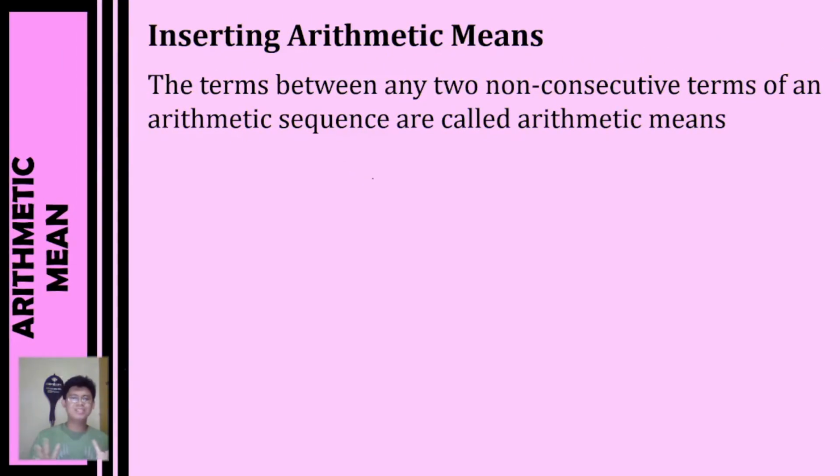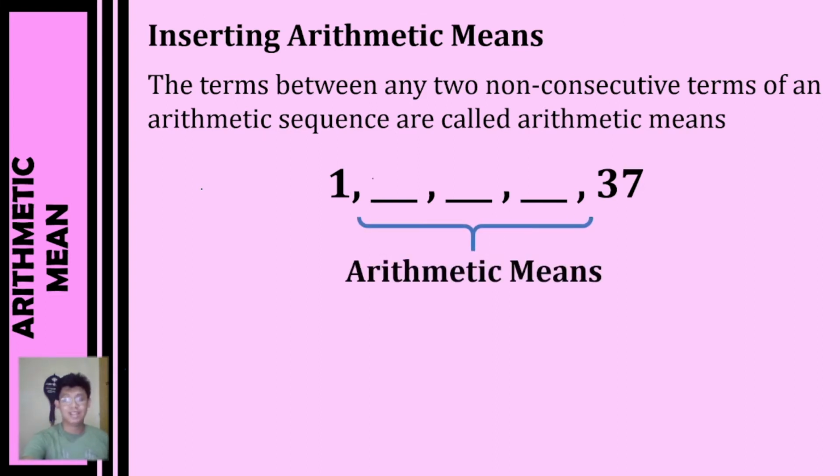Okay, so let's define what is an arithmetic mean. An arithmetic mean is terms between any two non-consecutive terms of an arithmetic sequence. So for example, this one, we have 1 and 37. So we have two non-consecutive terms, and in between them, we have three missing numbers. And these three missing numbers are called arithmetic mean. Now, how do we solve for the arithmetic mean?